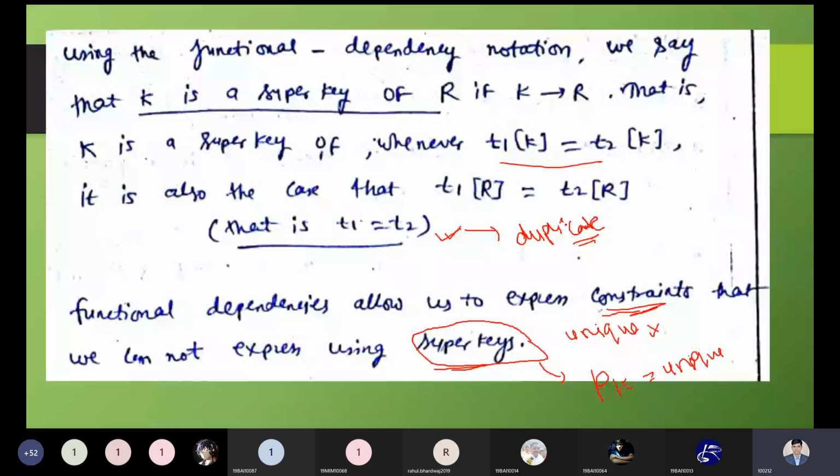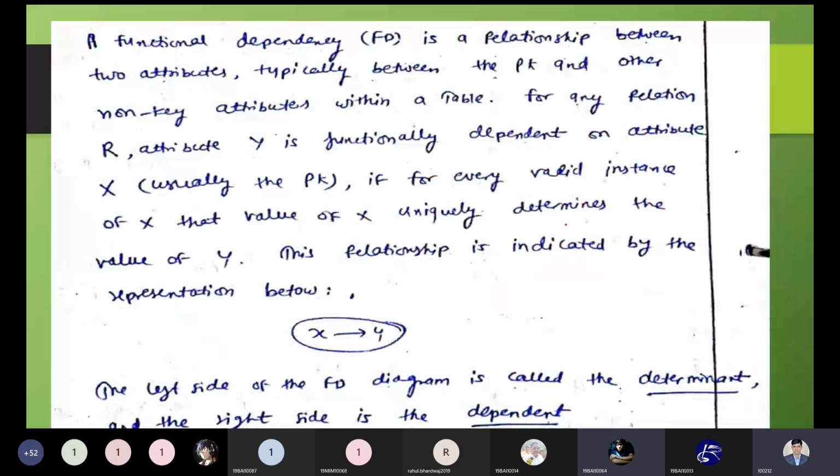Yes, please tell me now. Shall I explain this slide, or do you have any doubt? No doubt, sir. So far we have discussed functional dependencies. It is a summary of that part over here.